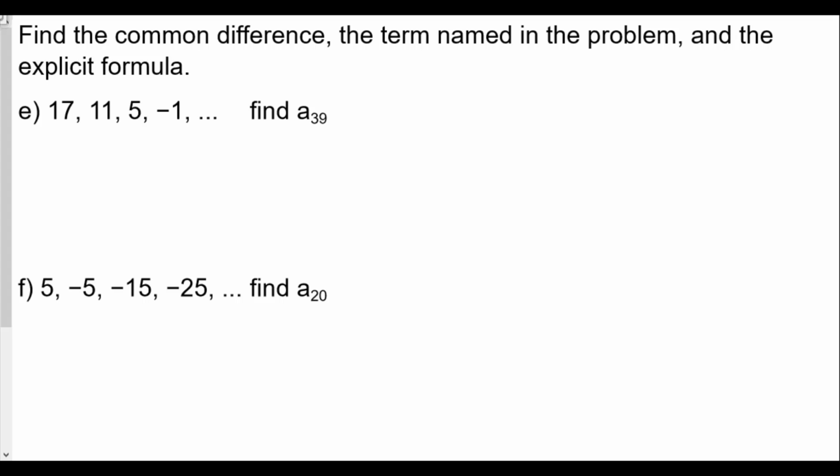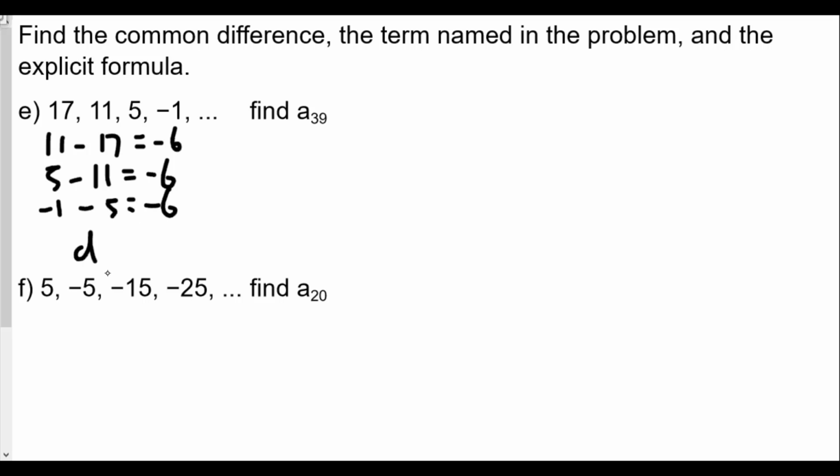Okay, so our first question here is find the common difference, the term named in the problem, and the explicit formula. Well, the common difference we have done in a couple of videos already, so we know that we're just going to take the second term minus the first term, and 11 minus 17 would be negative 6. The third term minus the second term also gives negative 6, and the fourth term minus the third term will also give us negative 6, and we should get the same thing over and over again. So d is equal to negative 6.